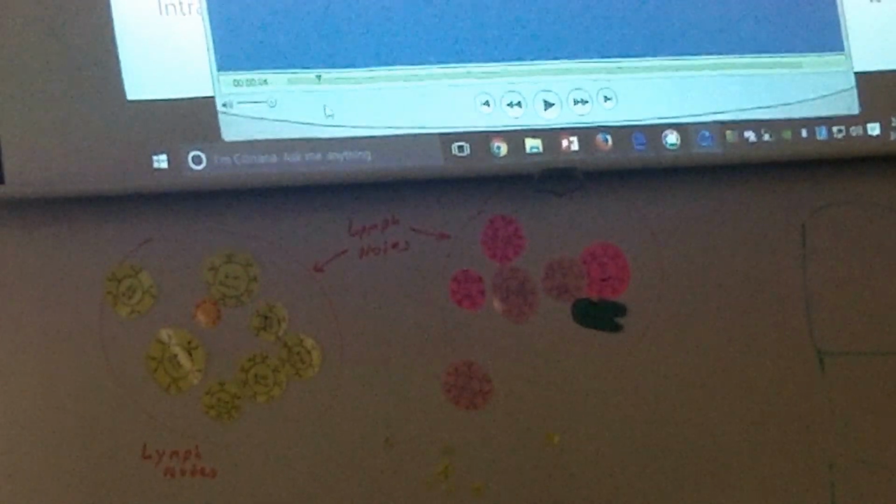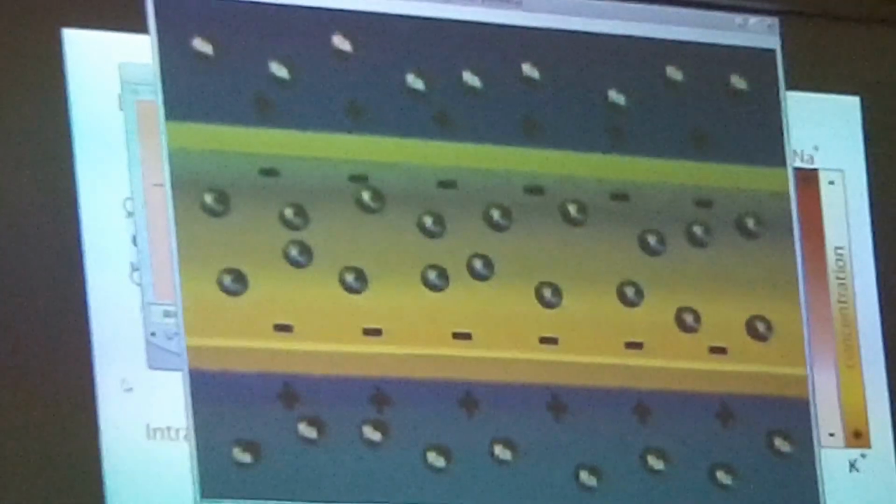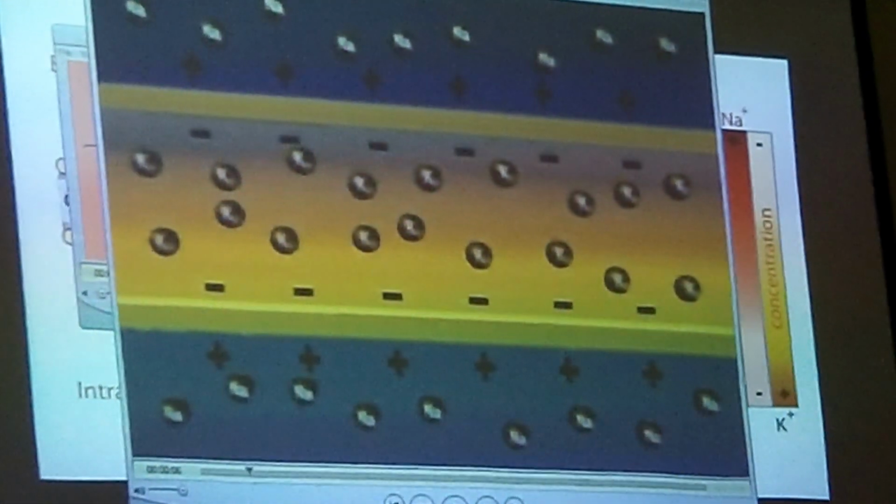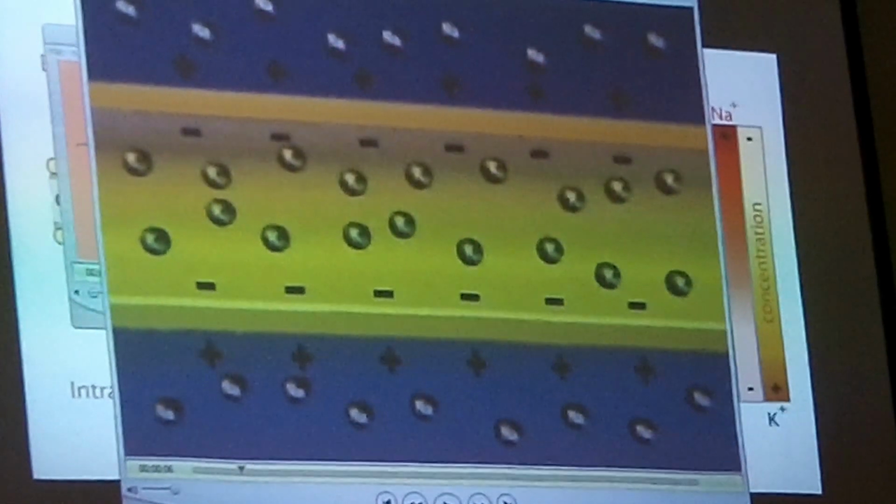So we're going to look up close here. You see us getting close in? That's the node of Ranvier. We're looking at a node of Ranvier. Now, don't ever say, I've never looked at a node of Ranvier. Now you have.